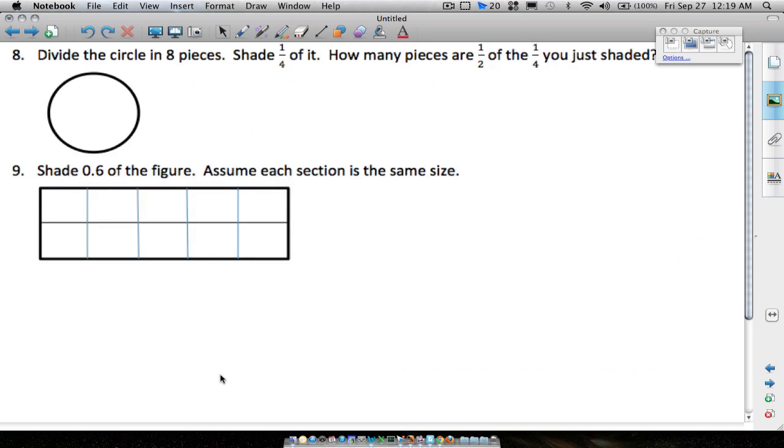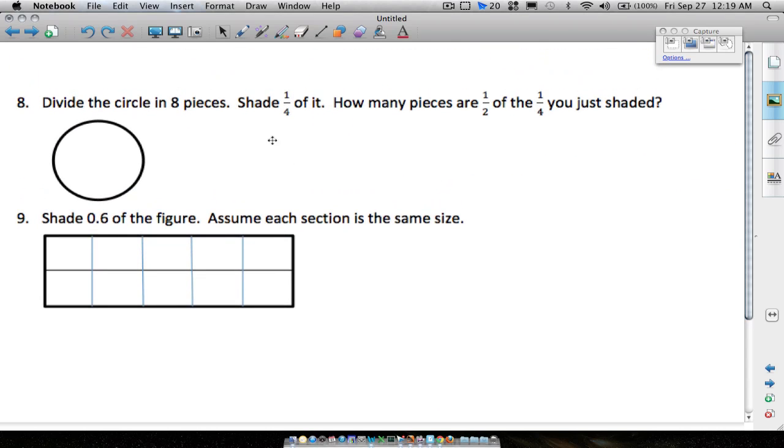All right. Number 8. Divide the circle into 8 pieces. Shade 1/4 of it. How many pieces are half of the 1/4 you just shaded? All right, let's see here. Let's take our circle. Let's divide it into 8 pieces. All right, there's 4 pieces. Let's make the assumption that I'm going to be exact with this. Let's make the assumption that all these are equally sliced.